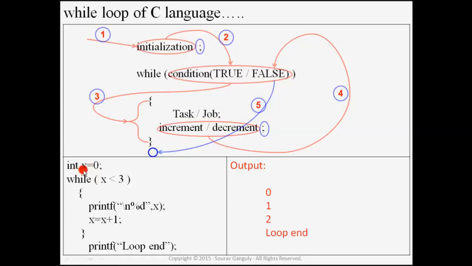Take this example. x is an integer variable. We initialize 0 in x. Then we check the condition. If this condition is true, then this portion will execute. x equals x plus 1 means we increase the value of x by 1. Then come here, check the condition again and perform this task again and again. When the value of x becomes 3, then the cursor will directly come here and print loop end. This is the output of the program. This is the syntax of the while loop, and while is a keyword which tells the compiler that it is a while loop.